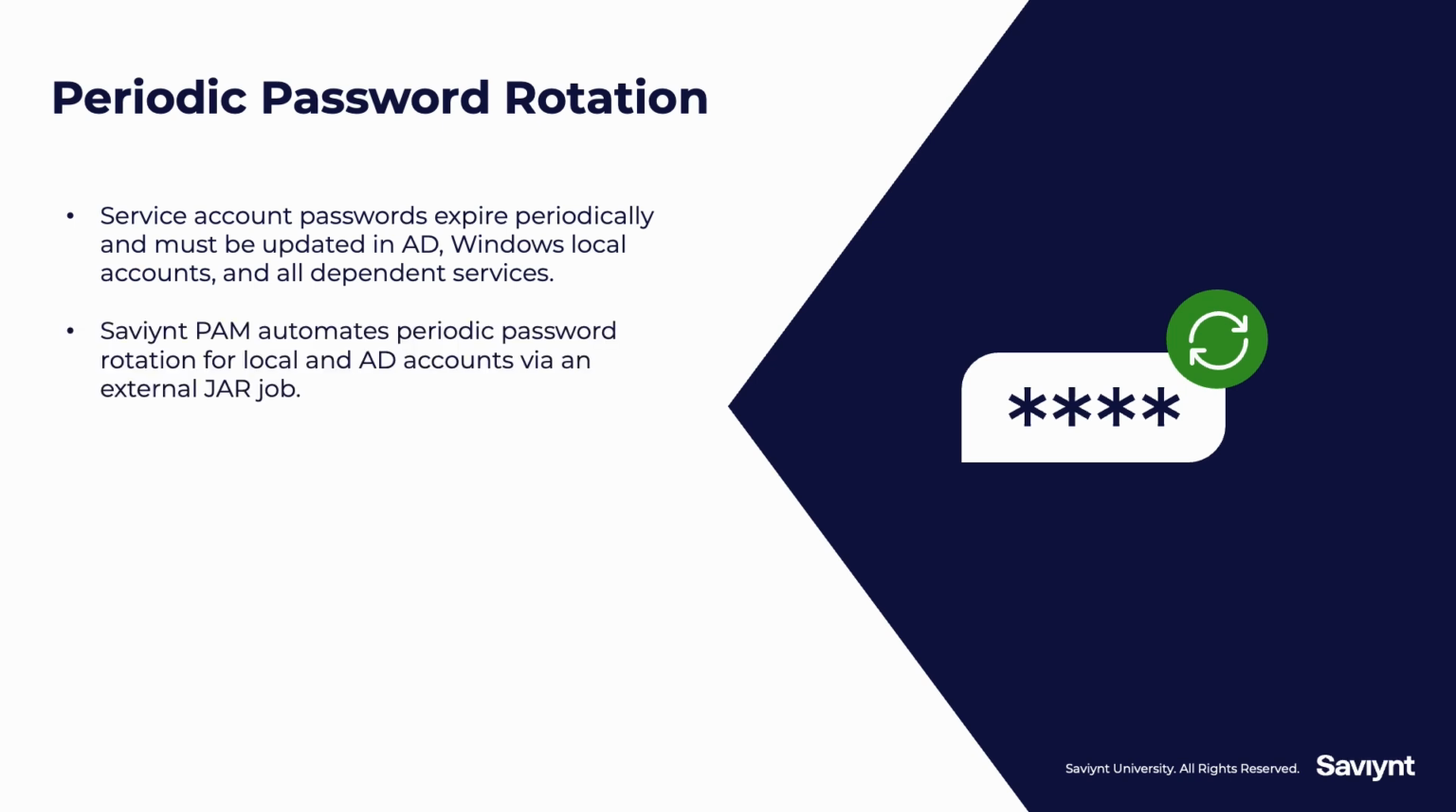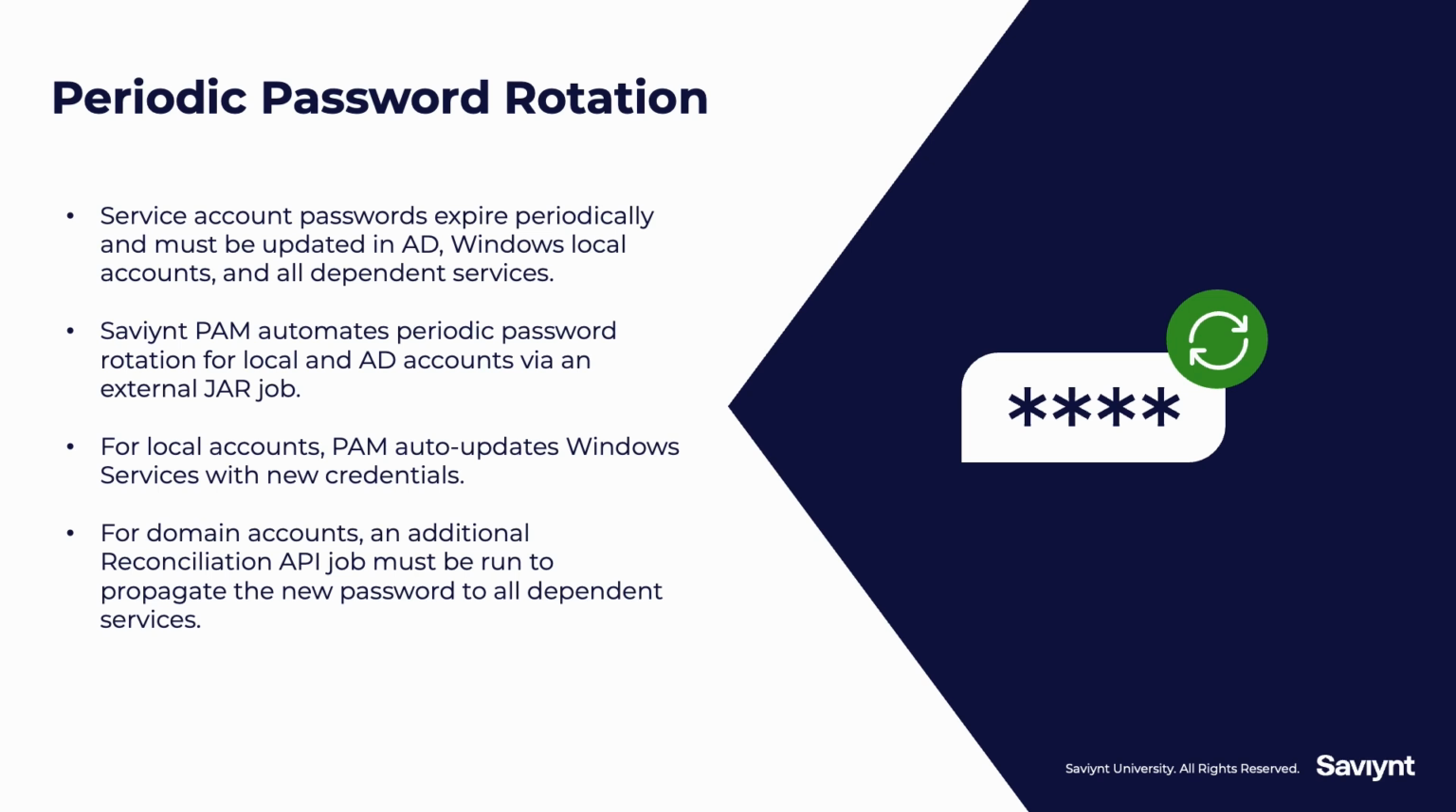Saviynt PAM automates periodic password rotation using a periodic password rotation job through an external jar, which automatically rotates passwords for both Windows Local and Active Directory service accounts. Once the rotation is complete, the new passwords are securely vaulted within Saviynt. For Windows Local accounts, Saviynt PAM automatically updates all Windows services, including IIS application pools that depend on those accounts, with the newly rotated passwords.